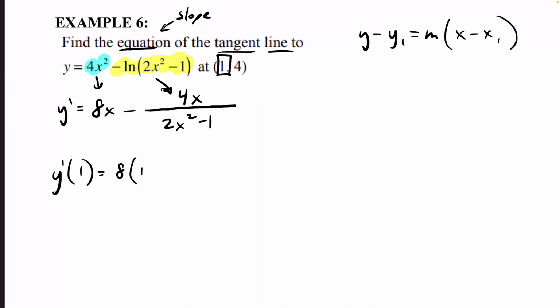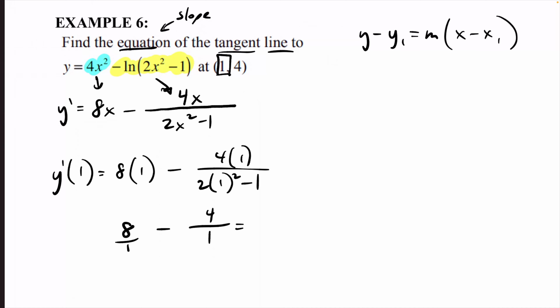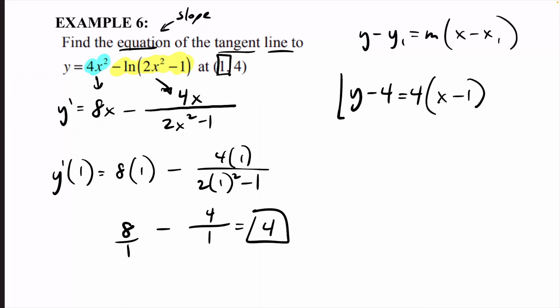So 8 times 1 minus 4 times 1 over 2 times 1 squared minus 1. And that's 4. So we get 8 minus, what'd you guys get? 4 over 1? I kind of forgot that 1 right there. So that's 4. Okay, so let's write y minus 4 equals the slope, which is also 4, times x minus 1. Yay!